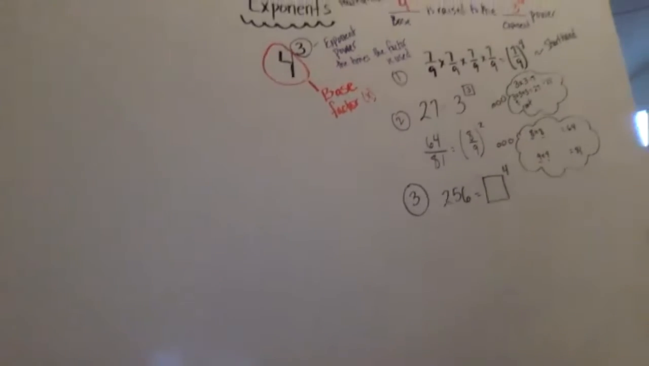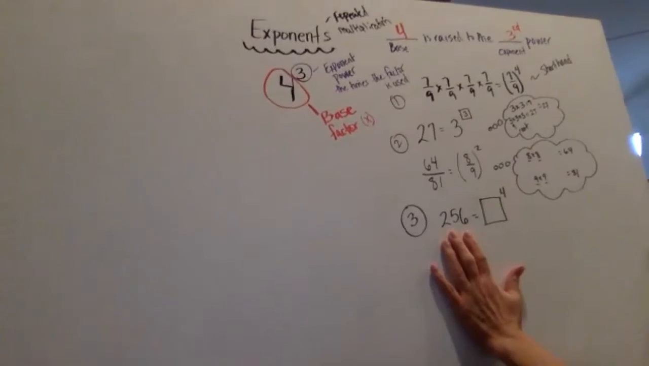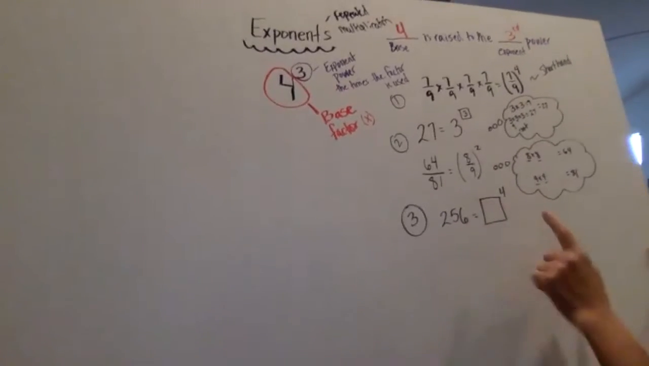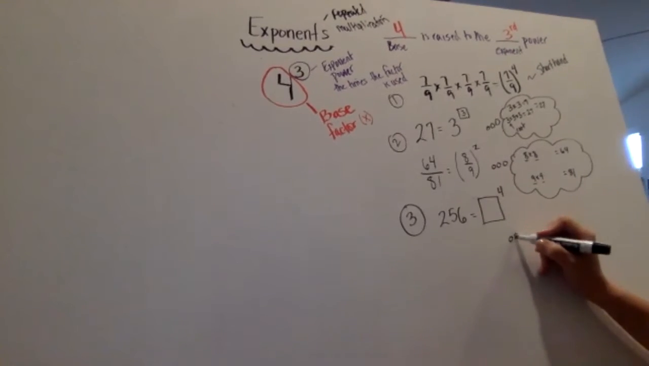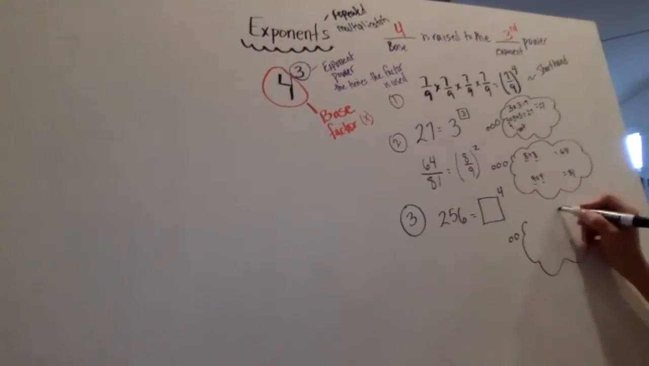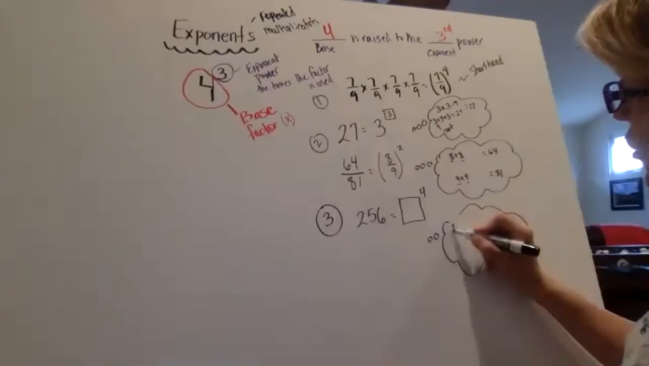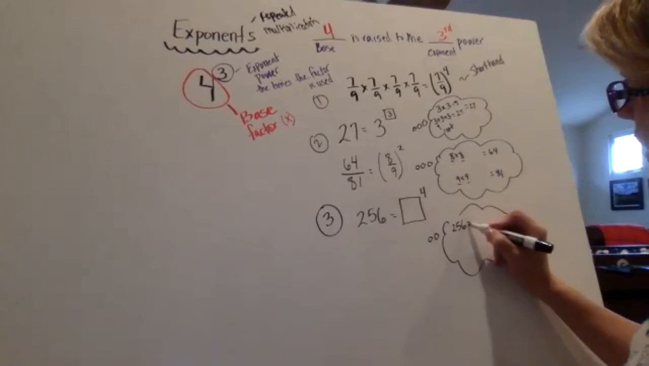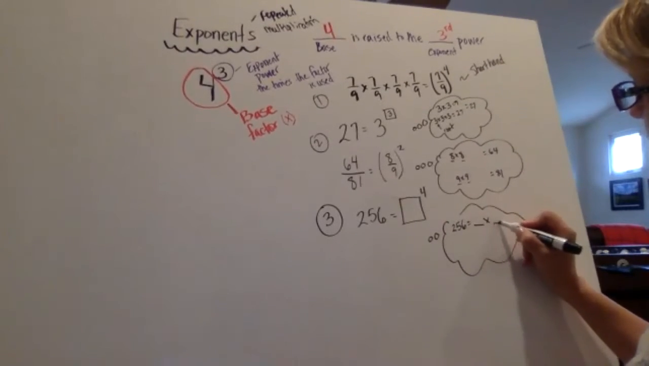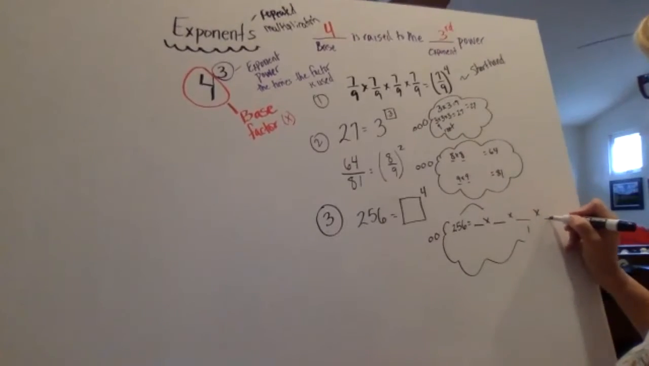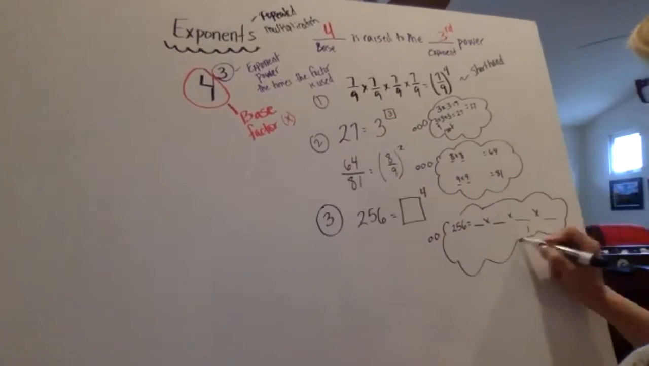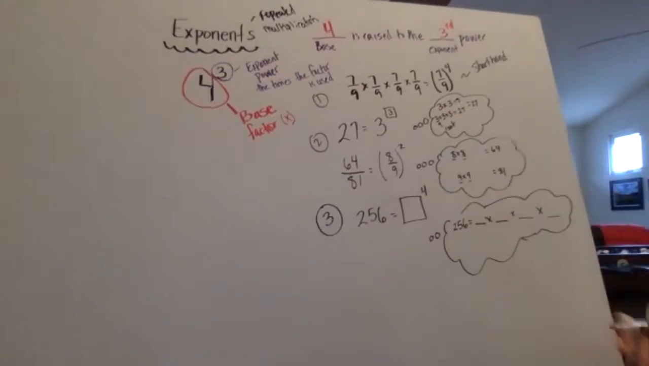Where are you people? This is the hardest kind of problem because I have the big number. I don't know what the base is, but I do know that I have to multiply it 4 times. So what this question is really asking me to think about, can you still see? Yep, you're good. What I really have to think about is 256 is some number multiplied by itself 4 times, and I'll get 256.